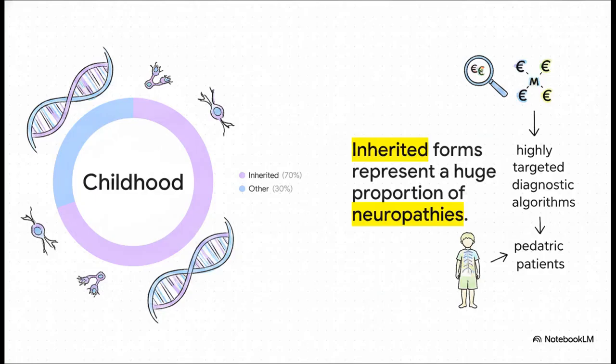Transitioning over to the intrinsic side of the spectrum, we see a direct contrast to adult populations, where acquired conditions vastly dominate. In pediatrics, inherited forms represent a massive proportion of neuropathies.